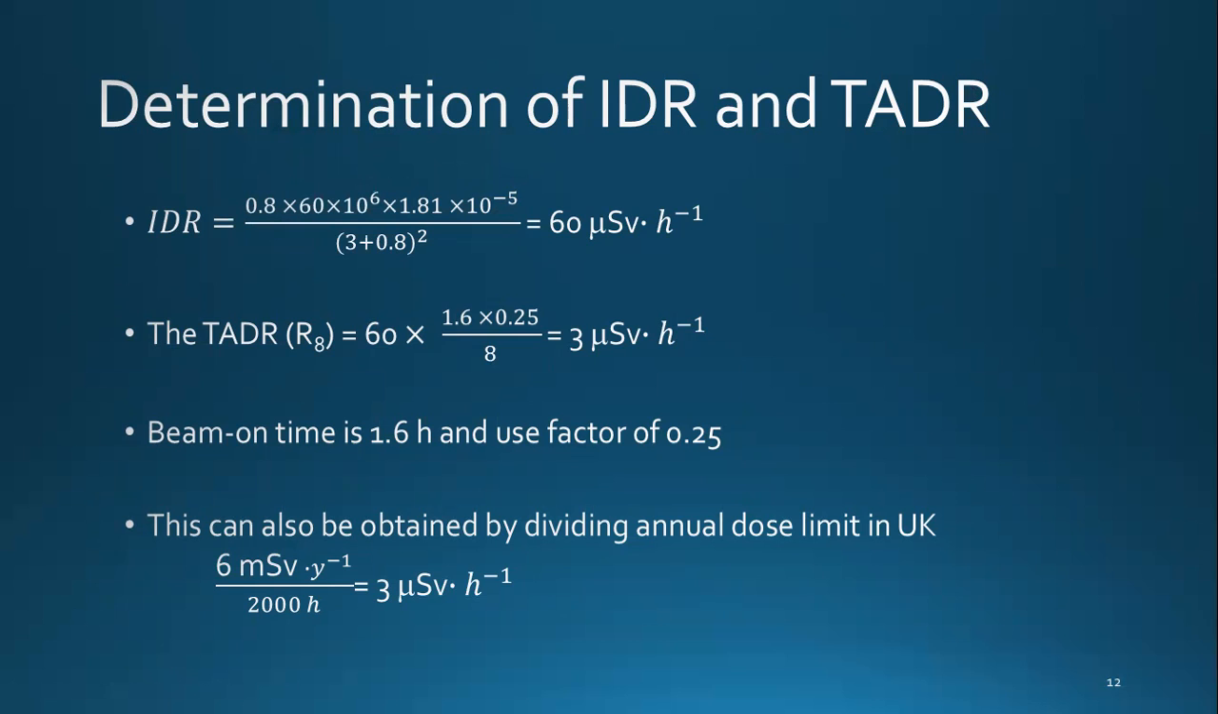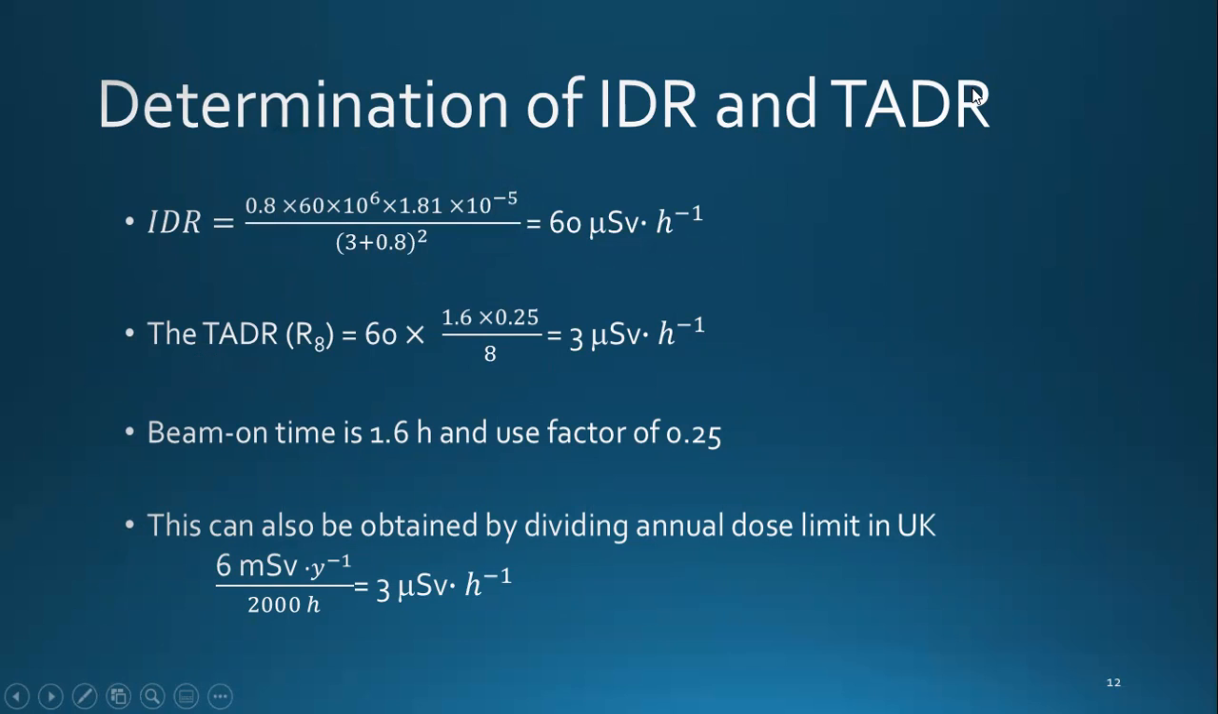And the barrier transmission factor we determined is 1.81 into 10 power minus 5. And the distance from the source to the point where you need to know the IDR is 3 plus 0.8. If you substitute these values in the equation, you get 60 microsievert per hour.